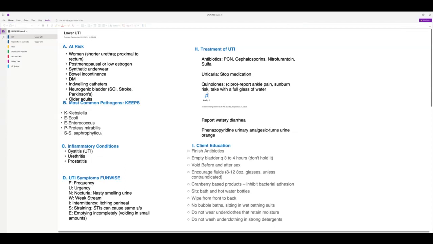People that wear synthetic underwear, your patients with bowel incontinence, anybody with diabetes, because bacteria loves sugar, anybody with indwelling catheters. So the trend now is not to keep catheters in for a long time, because it causes UTI. Neurogenic bladder, like we talked about in spinal cord injury, stroke, and Parkinson's in older adults, are all going to be at risk for a lower UTI. The most common pathogen you're probably going to come in contact with in your lifetime is E. coli.